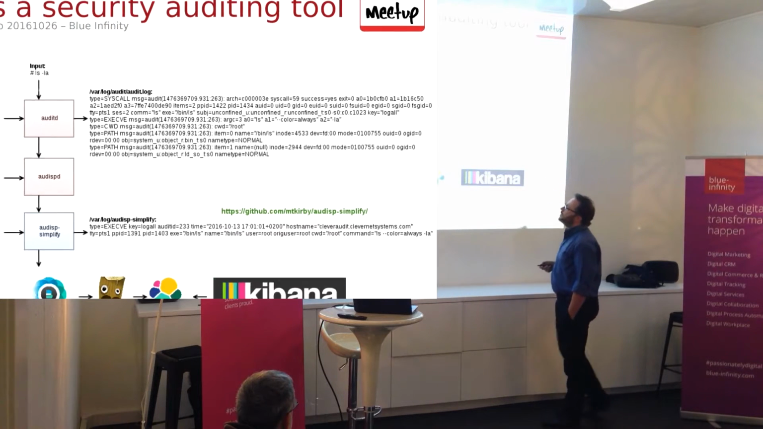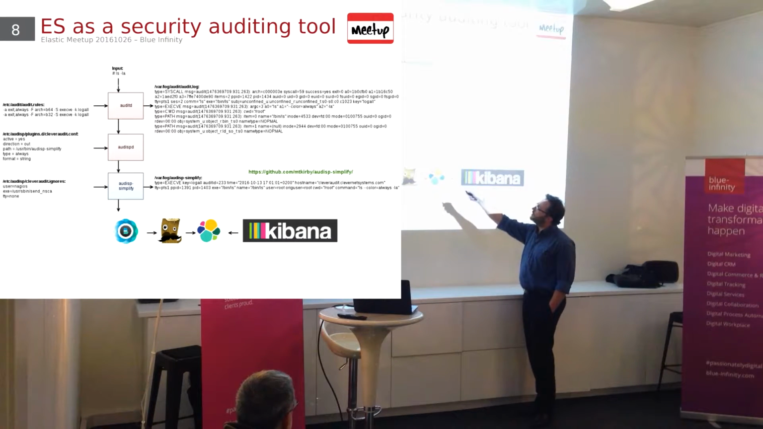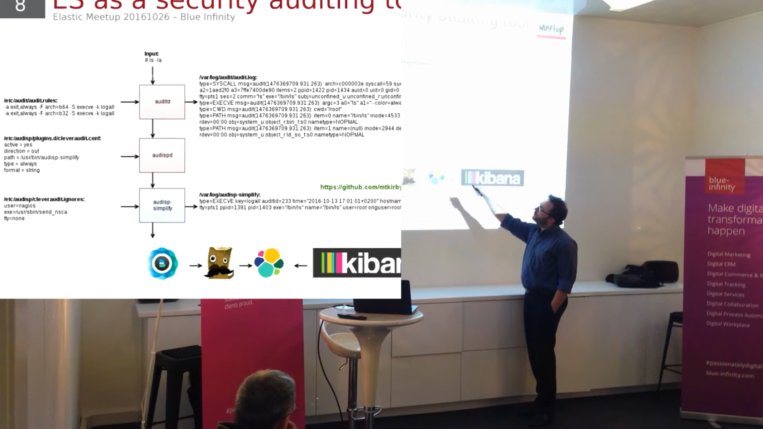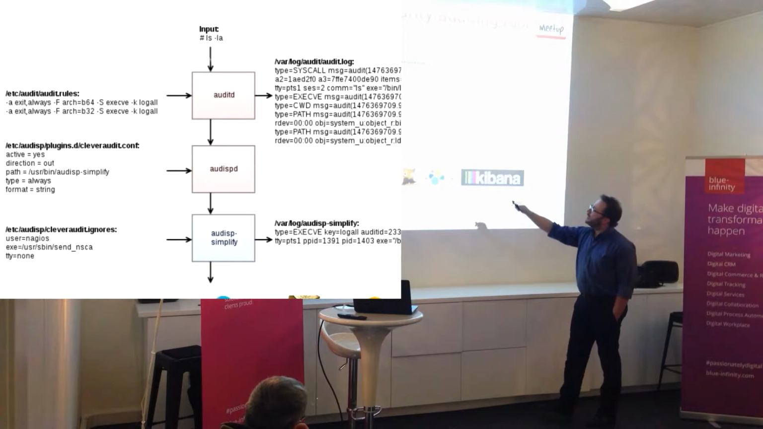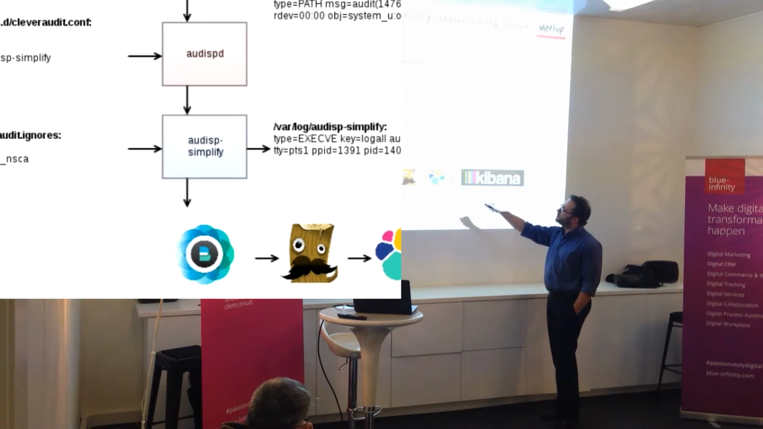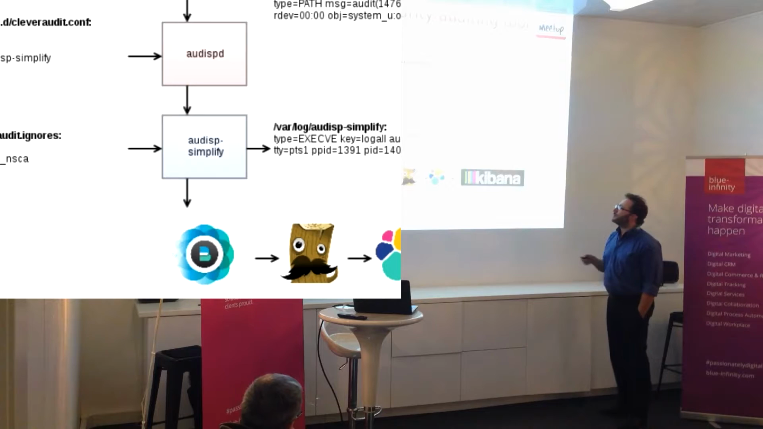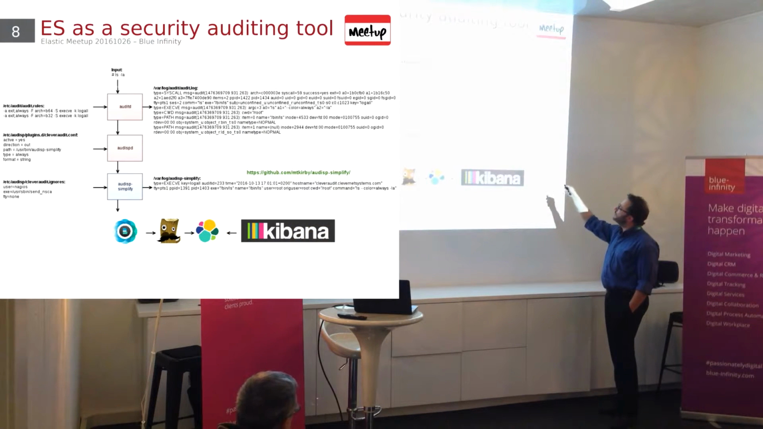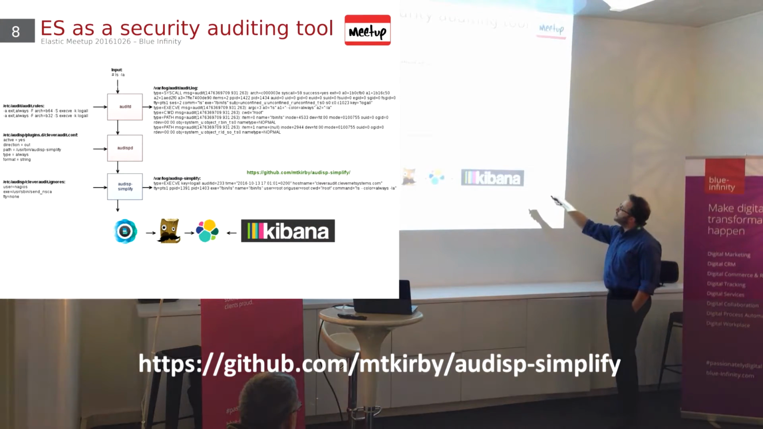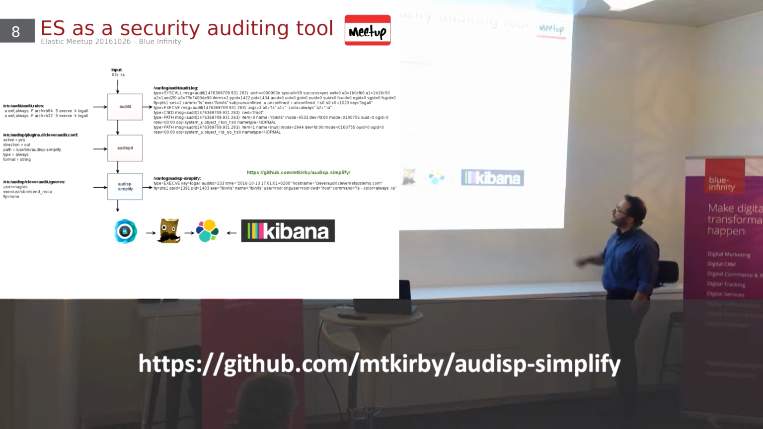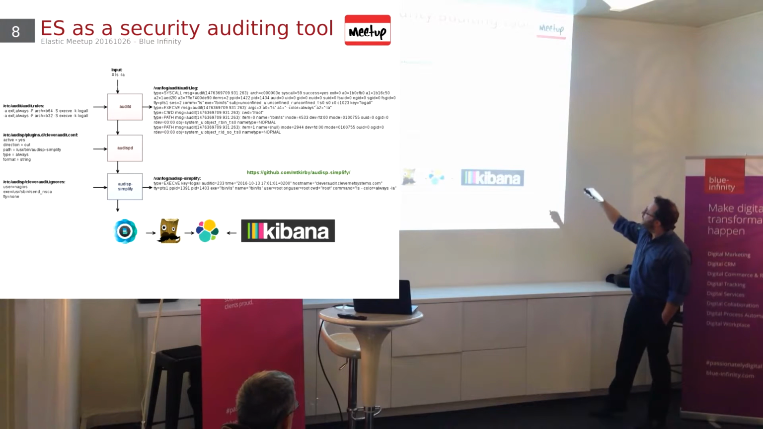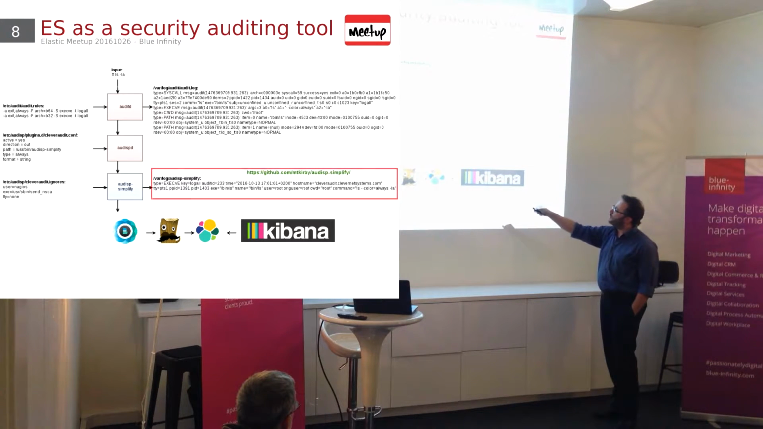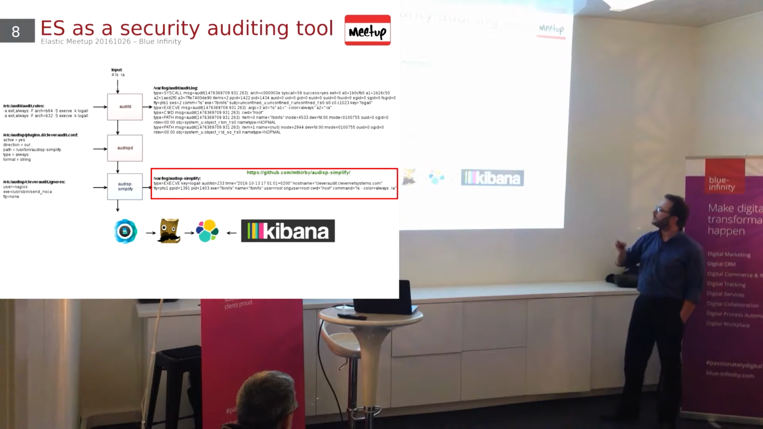So what we do is we configure the audit dispatcher to send all this to a plugin, and this plugin is called AU-DispSimplify. This is a simple program that's available on the internet. It's open source, and it's at this address here. And what this plugin does is it takes all this complicated stuff here and rewrites it in one line. Okay, here you have two lines because it's not wide enough, but it's actually one line.